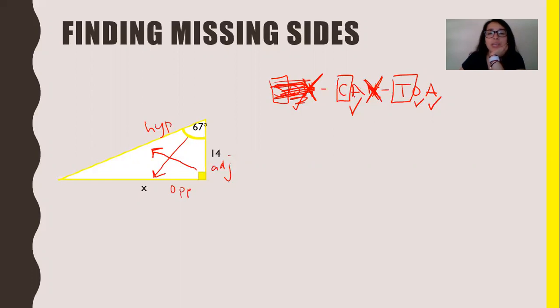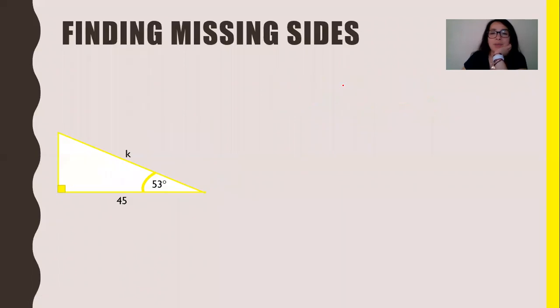Notice this one, my adjacent. So would it be the CAH, so the cosine? No, the TOA. Yep, exactly. Because that one gives me all three.